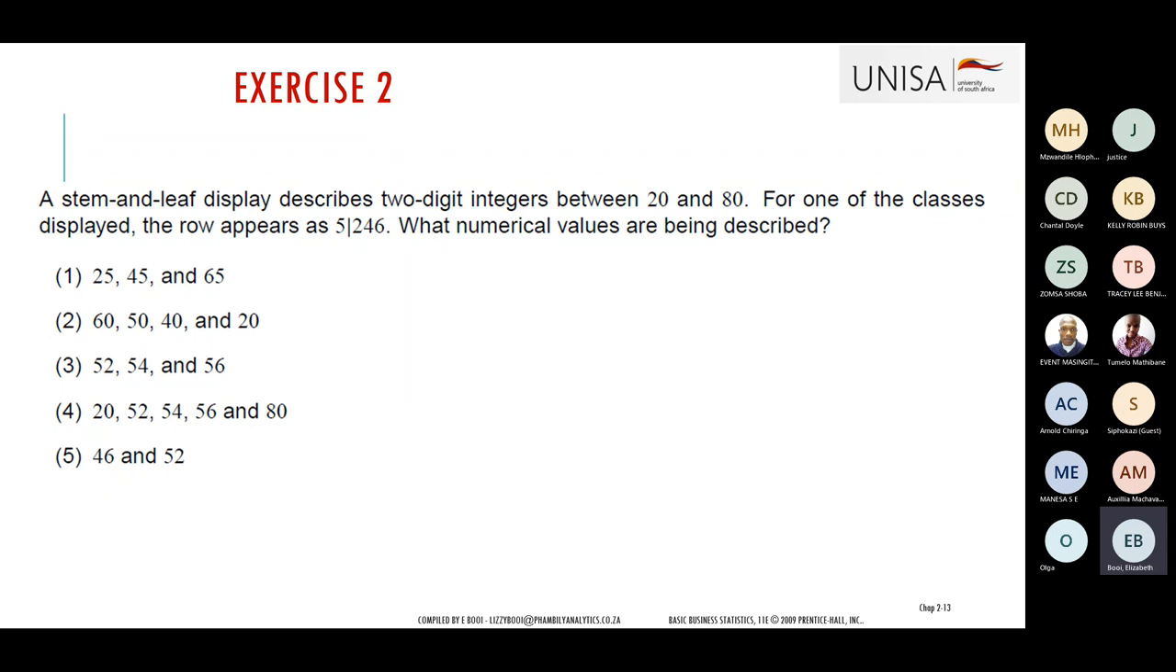Why am I doing this to myself? Okay, so anyway, I'm going to answer this question. The row appears as this, with the 5 as a stem and 2, 4 and 6 as the leaf. What numerical values are being described here? 52, 54, 56. Yes, that is option three.